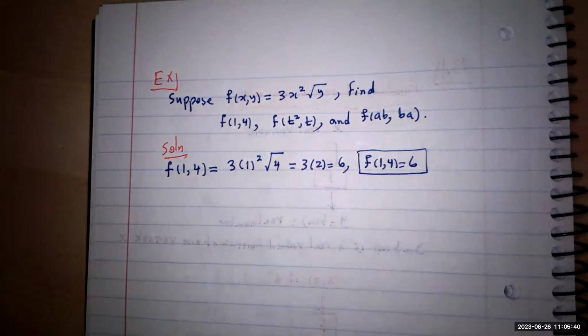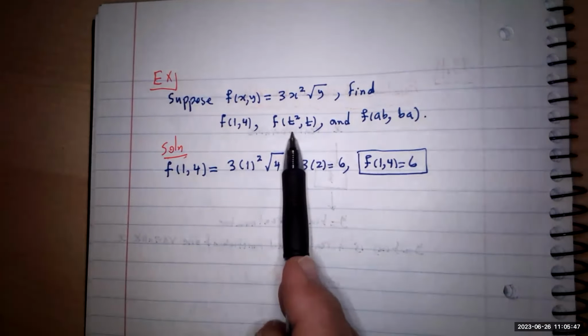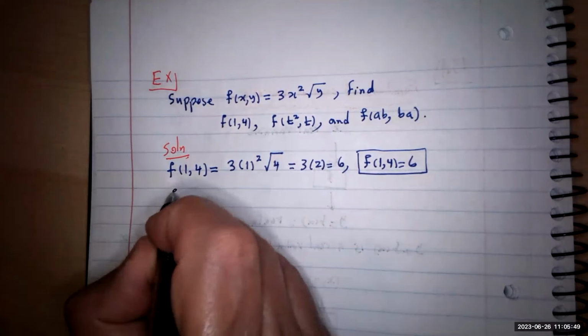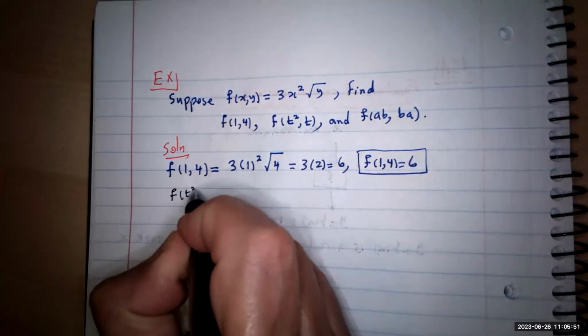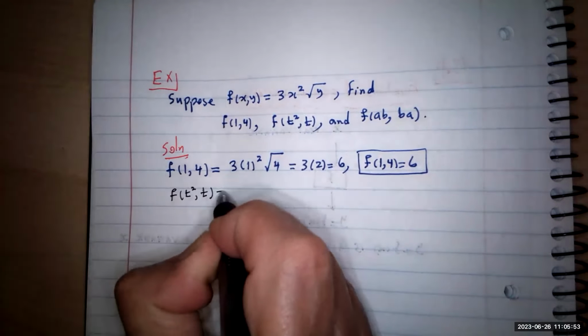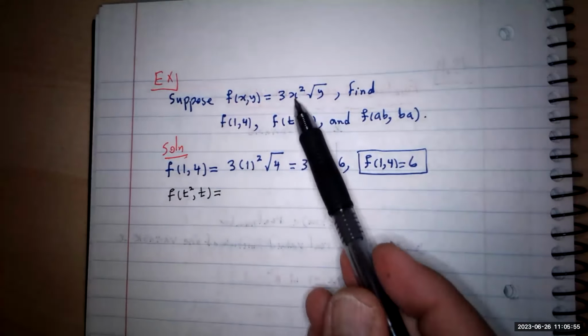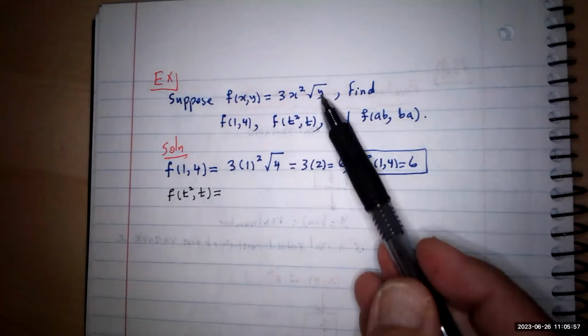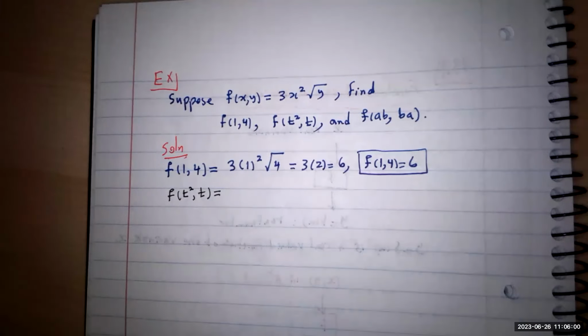So not a big deal, but we have to get used to it because this is our work, our job. The first one is this one. So we'd like to get what is f of t squared and t. You go to the function and you replace the x by t squared and the y by t.